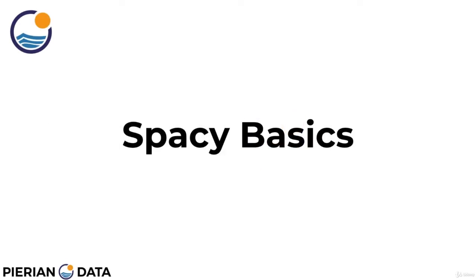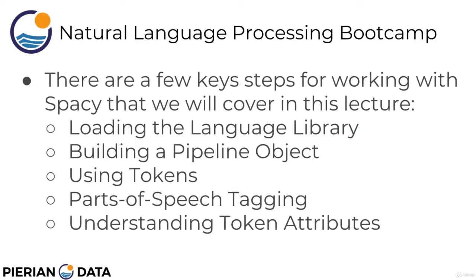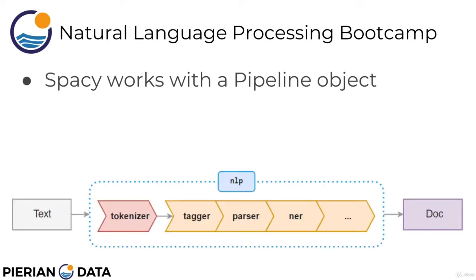Welcome back everyone to this lecture on Spacy Basics. There are a few key steps for working with Spacy that we're going to cover in this lecture. The first step is loading the language library. Remember, you need to have installed the language library as shown in the Spacy setup lecture. Then, once we've loaded in that language library, we build a pipeline object, and from that pipeline object we can use tokens, perform parts of speech tagging, and understand different token attributes.